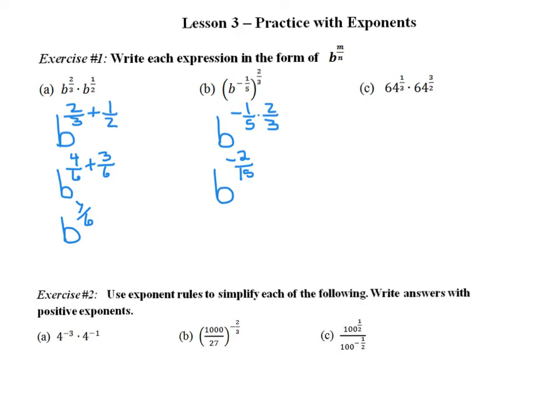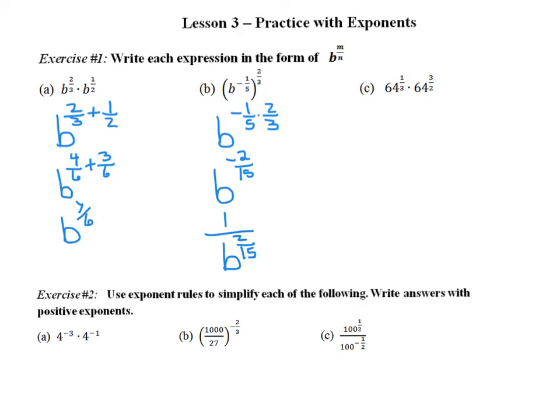Another equivalent form that I could write it would be 1 over b to the positive 2/15. So whenever I have a negative exponent, I move the base to the denominator or take its reciprocal, and then the exponent would be positive.